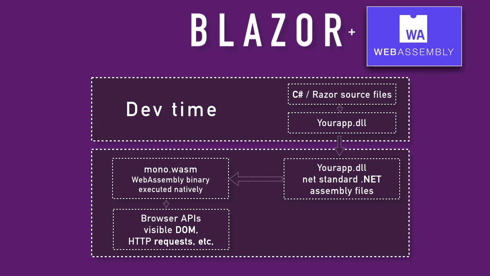So if we want to talk about the architecture, basically the C# code and the Razor files are compiled into .NET assemblies as DLL files, and those assemblies and the .NET runtime are downloaded in the browser, and after that Blazor runs the .NET runtime and configures that runtime to load the assemblies. After that, it is able to interact with the browser APIs, the DOM, and HTTP requests, and it can also perform JavaScript interoperability, which means you can also use JavaScript whenever you want. So this is the basic architecture of Blazor.